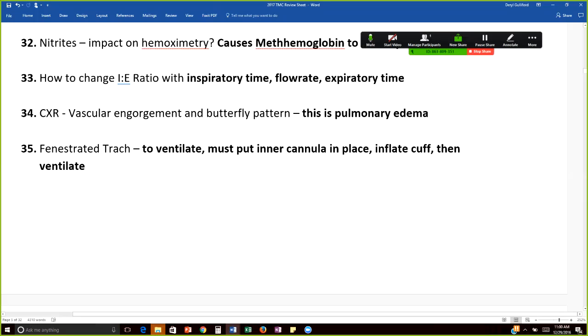Chest x-rays, we're going to give you a whole handout on chest x-rays, but one you definitely need to know is vascular engorgement and the butterfly pattern. Butterfly pattern, that's pulmonary edema.